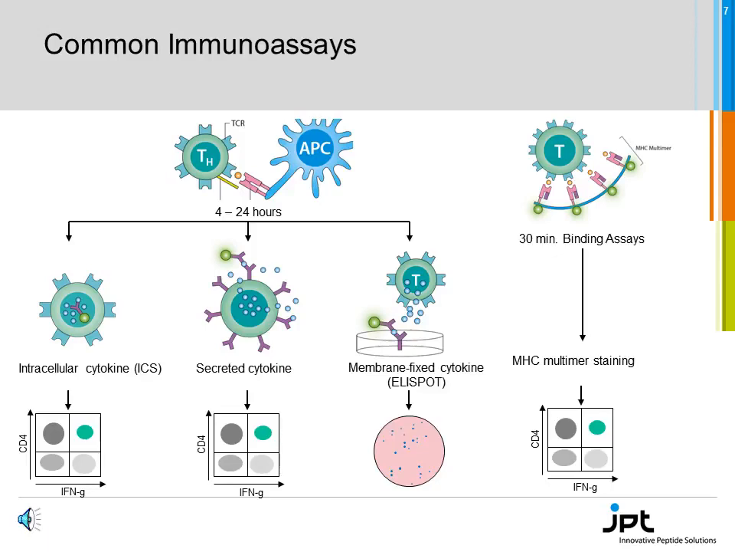MHC multimers consist of recombinant MHC molecules with a specific peptide bound in their binding grooves. Several of these MHC peptide complexes are joined by a backbone molecule that also carries a fluorescent tag for identification. Unlike activation assays, this method detects T cells based on the presence of specific TCRs on their surface. These TCRs specifically recognize the peptide when held in the binding groove of the recombinant MHC molecule.